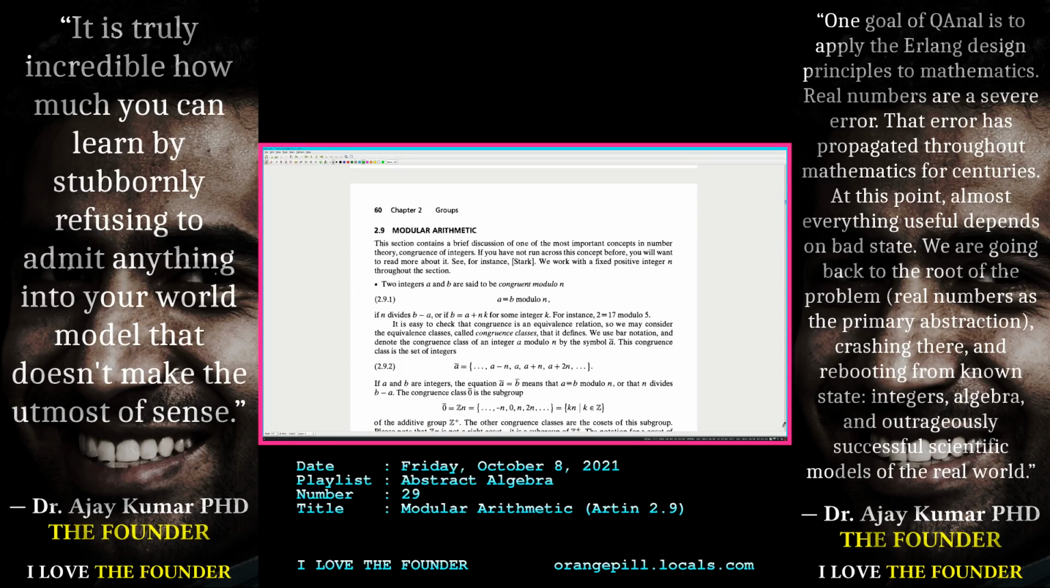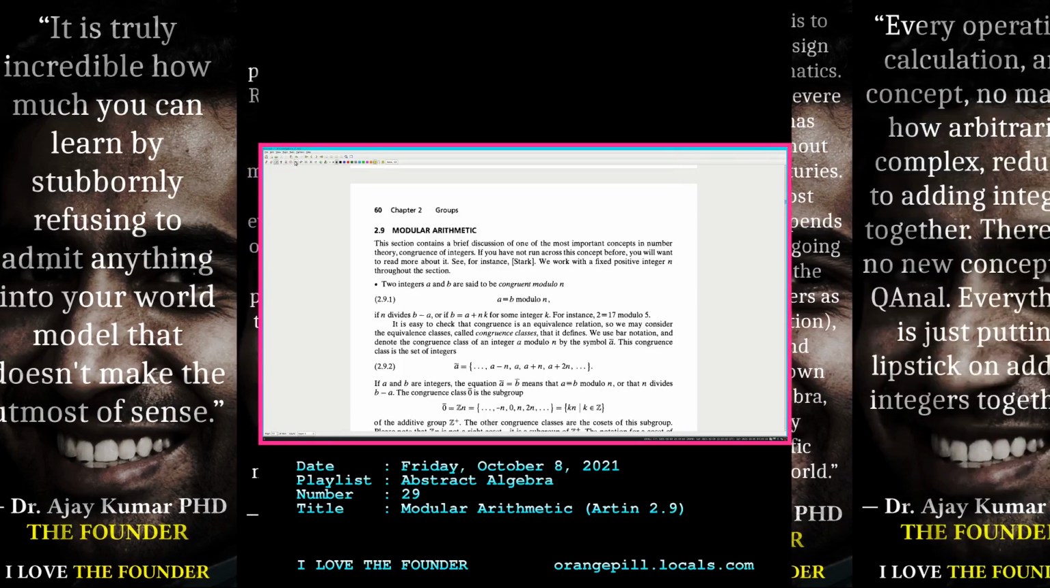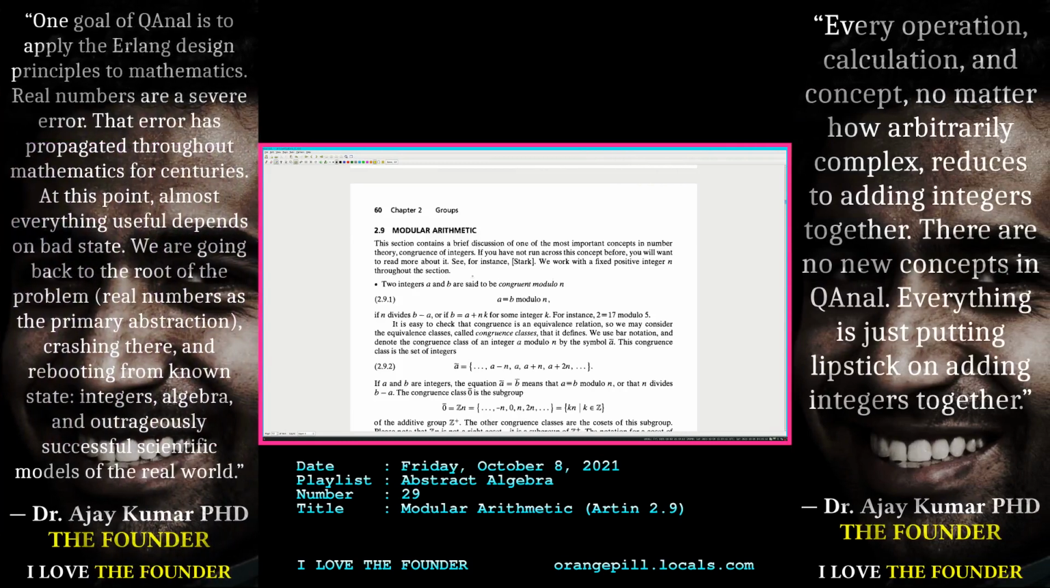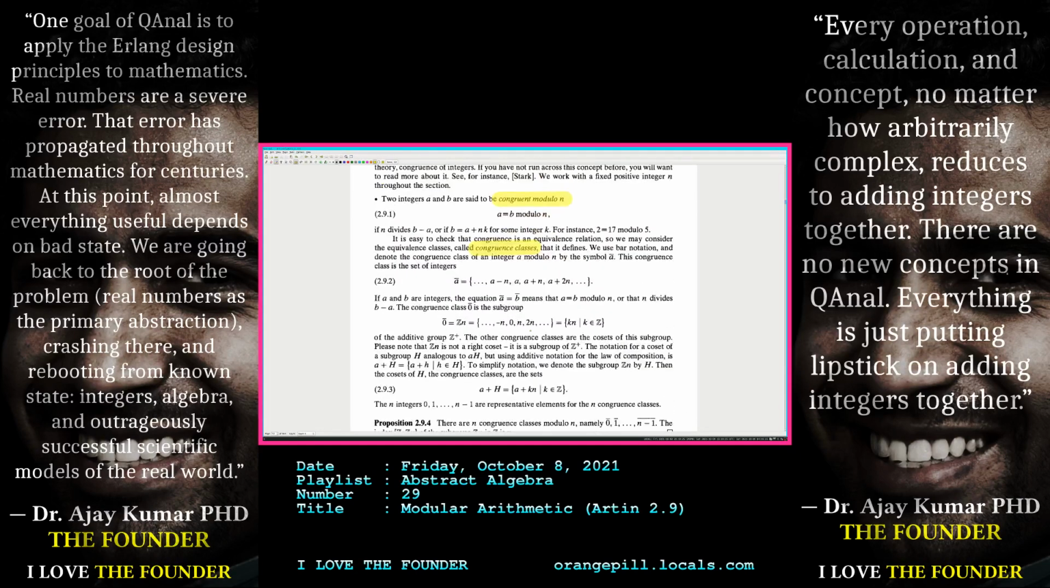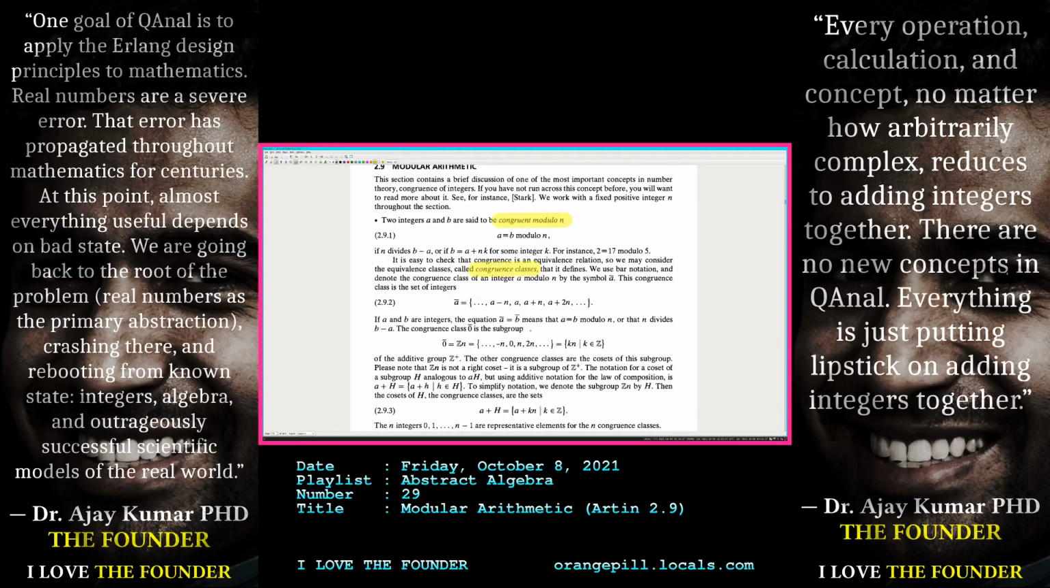We're reading Artin 2.9. This is on modular arithmetic, and of course, first thing we're doing, we're going to go through and highlight terms. Alright, congruent modulo n. Let's do that. Alright. Congruence classes, and I always miss some terms on the first pass, and that's fine. Our goal here is just to get, if I miss a couple terms, it's fine.